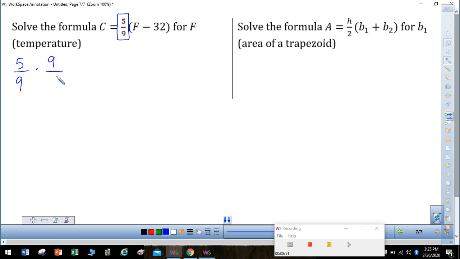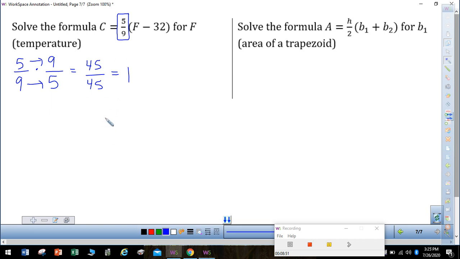There's something special that happens when we multiply a fraction by its reciprocal. 5 times 9 across the top is 45. 9 times 5 across the bottom is 45. When the numerator and the denominator are the same, it's equal to 1. And 1 times anything is just itself. And so multiplying both sides by 9/5 essentially is a way to get that 5/9 to cancel.